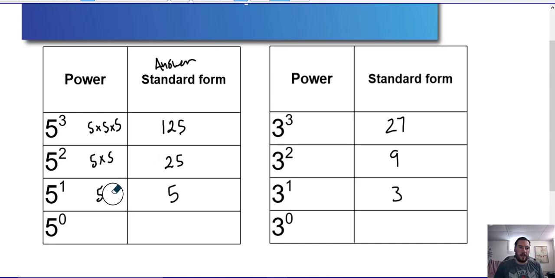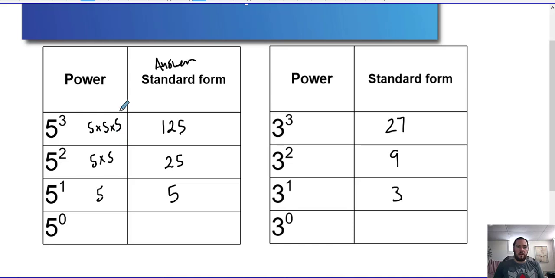So what's happening each time? Well, in each of these cases, we are losing a 5. There's 3 of them, and then there's 2 of them, and then there's 1 of them. So in the final case, there's no more 5s. So you might initially think that means that the answer should be 0. And that's a fair assumption, but that's not quite what's happening. We have to consider what it means to lose a 5 in this case.